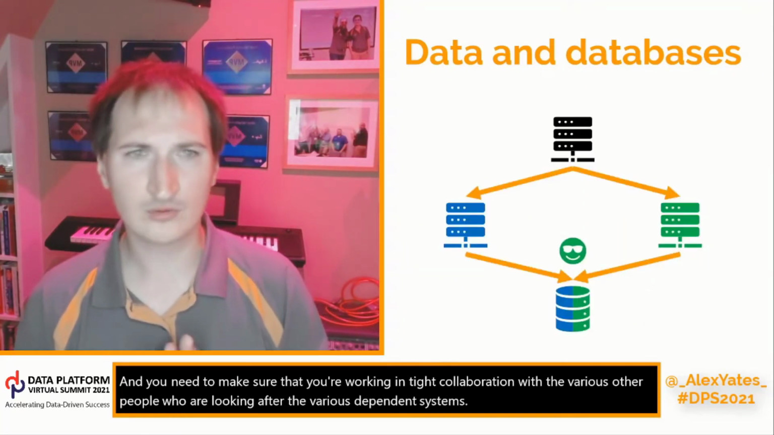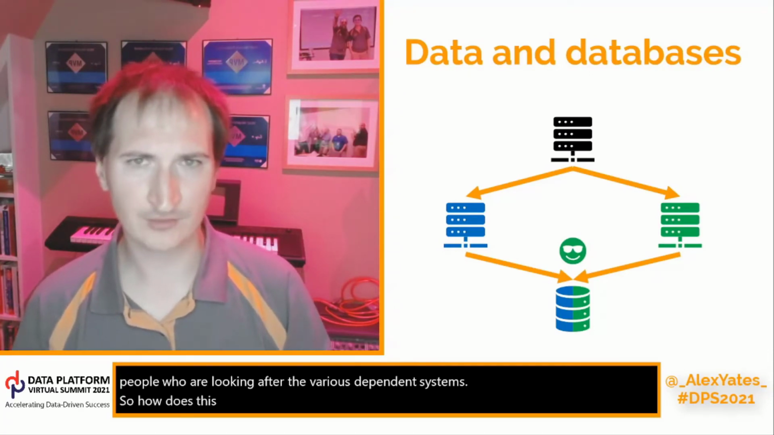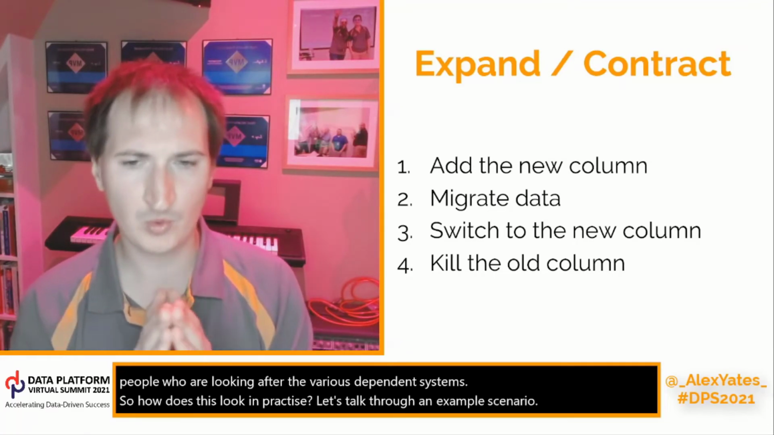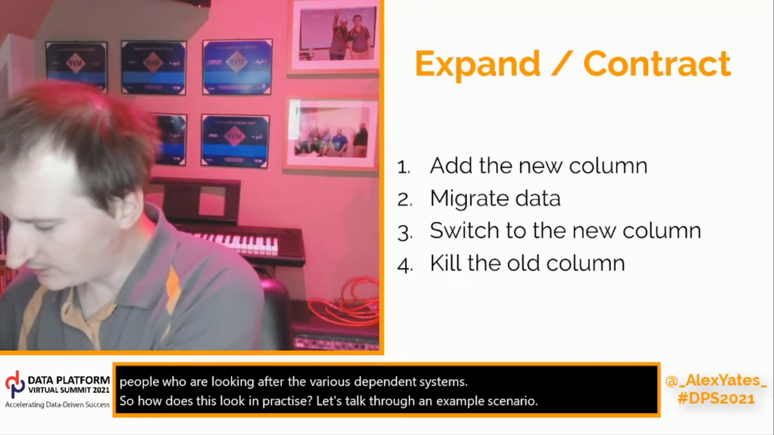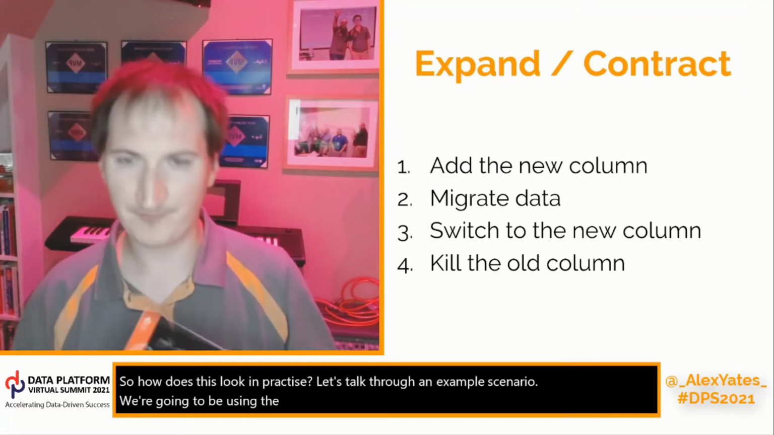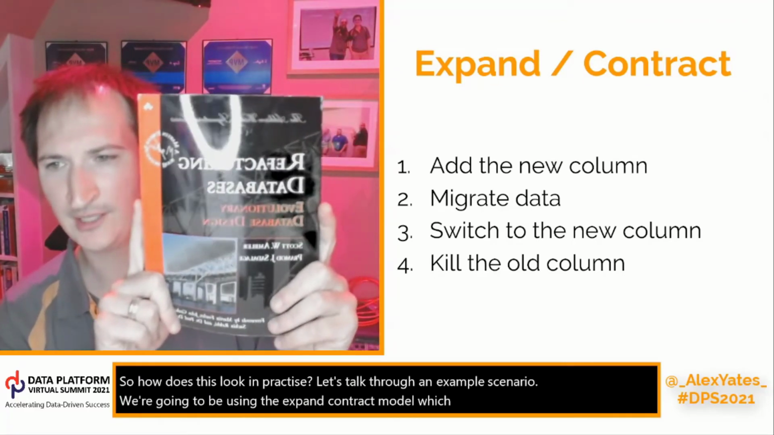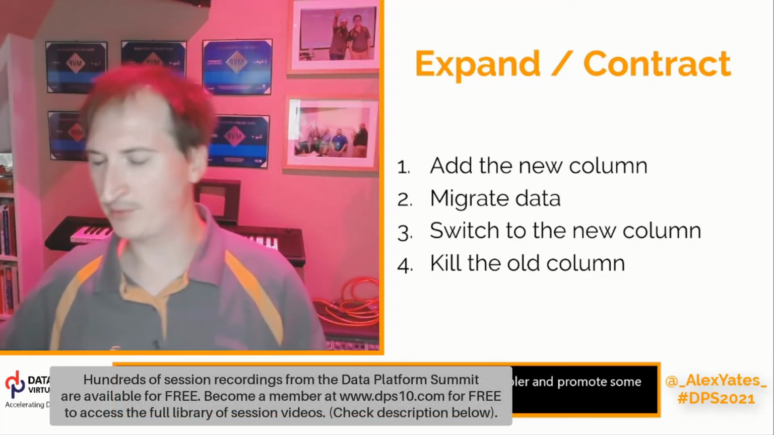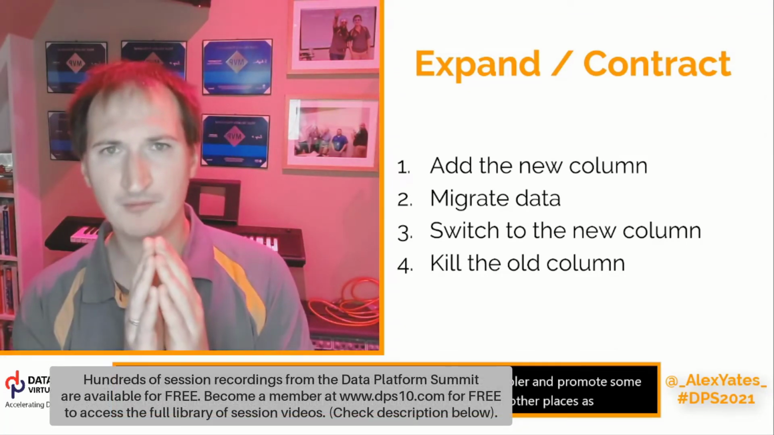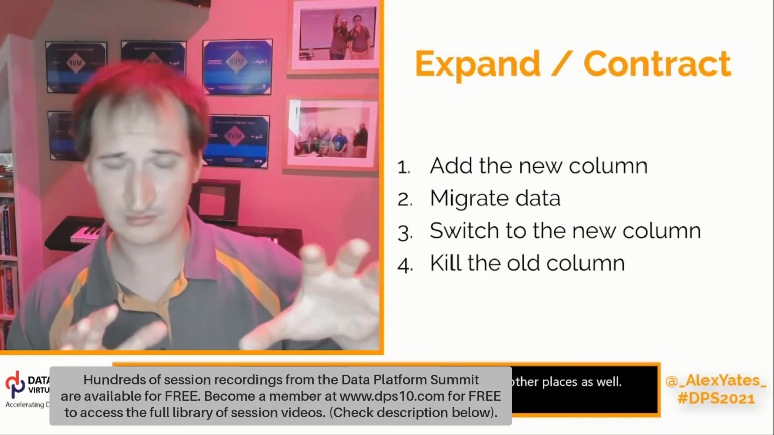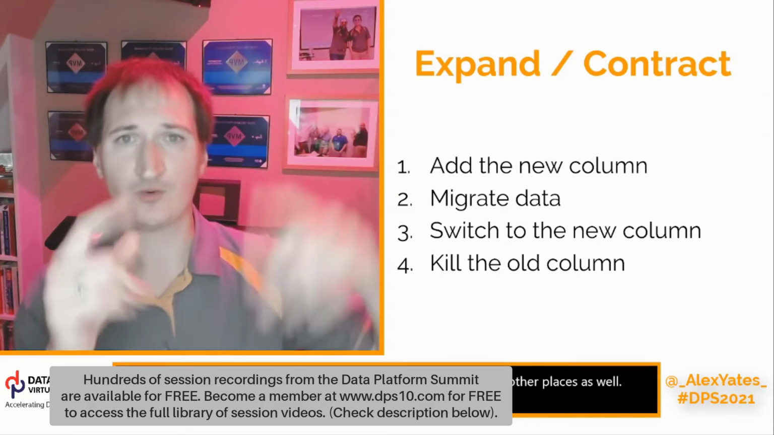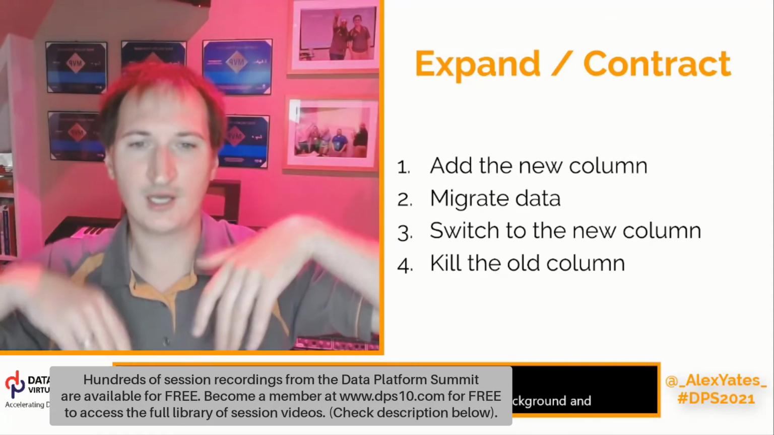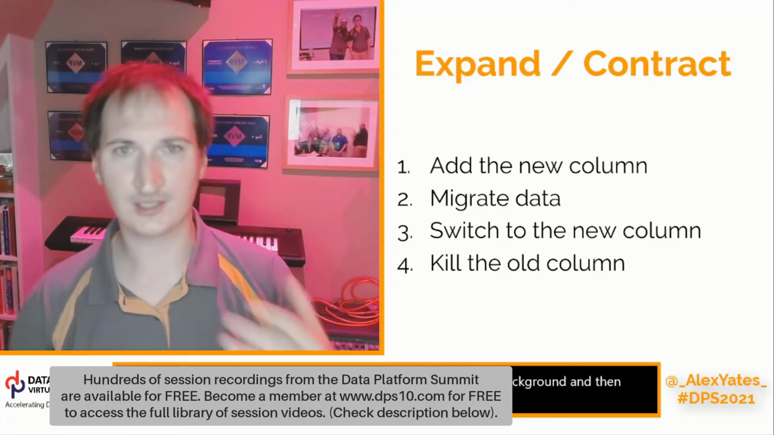So how does this look in practice? Let's talk through an example scenario. We're going to be using the expand contract model, which Scott Ambler and Pramod Sadalage talk about in Refactoring Databases, and it's talked about in various other places as well. Basically, we need to add the new schema objects. We then do our blue-green switchover, and that all happens in the background. And then afterwards, there's a tidy up phase where we need to take the old stuff out.